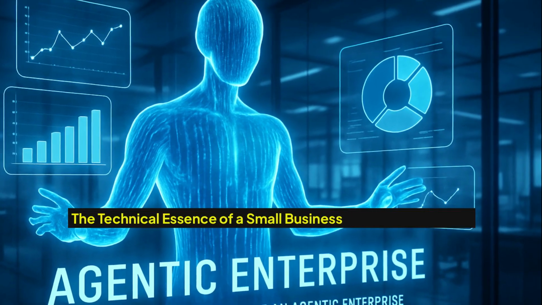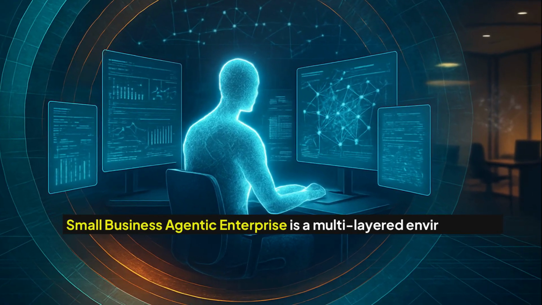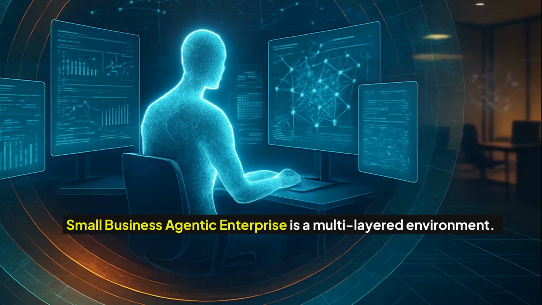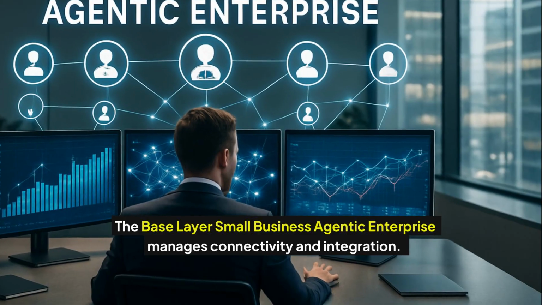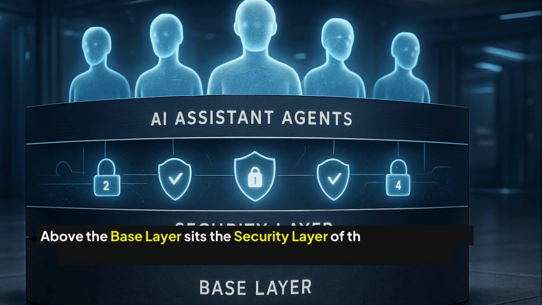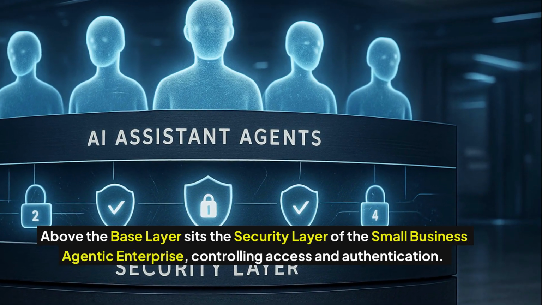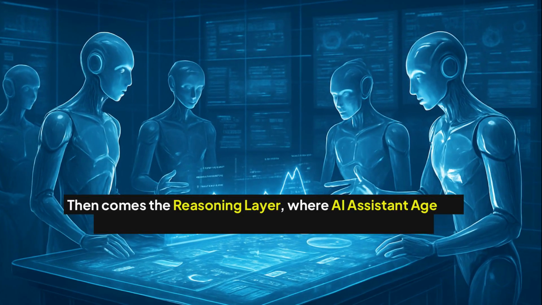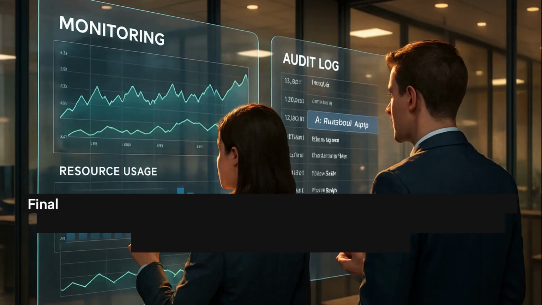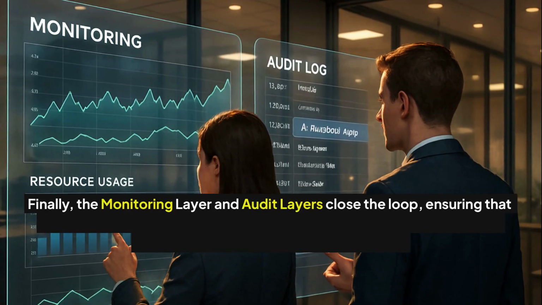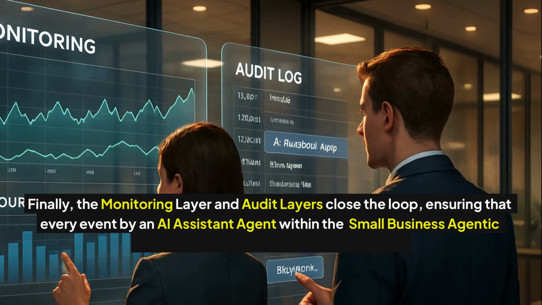The technical essence of a small business Agentic Enterprise. Small business Agentic Enterprise is a multi-layered environment. The base layer manages connectivity and integration. Above the base layer sits the security layer, controlling access and authentication. Then comes the reasoning layer, where AI assistant agents analyze data and make choices within boundaries. Finally, the monitoring layer and audit layers close the loop, ensuring that every event by an AI assistant agent within the small business agentic enterprise remains visible and reversible.